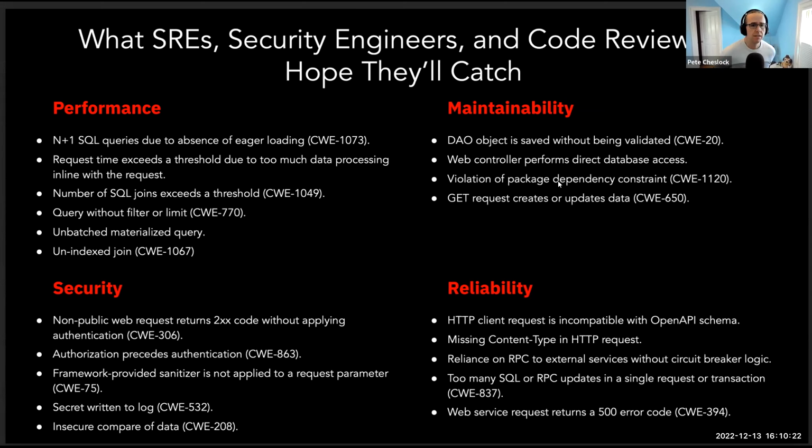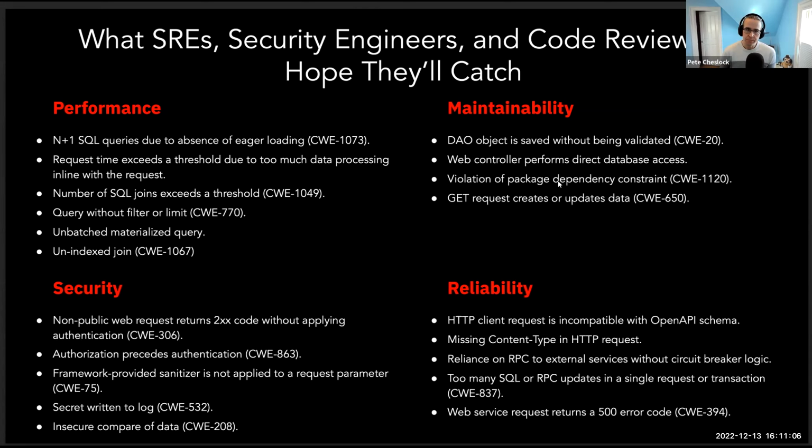On the security side, these are non-public web requests without applying authentication, common issues around authorization preceding authentication, or even something that conceptually seems like a simple problem of finding a secret written to log, but so often we only find secrets written to logs after they're already in our logging platform. And so this is where runtime analysis, if we can see the function handling a secret, and then we see that output of the function being used in a logging library, then we can say with certainty that this is something that's being logged.